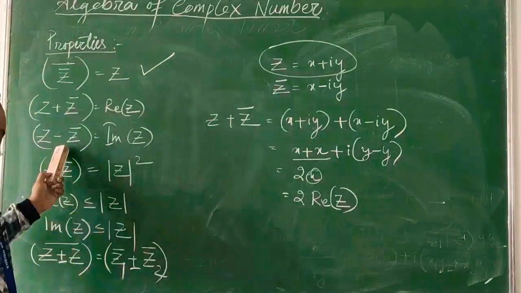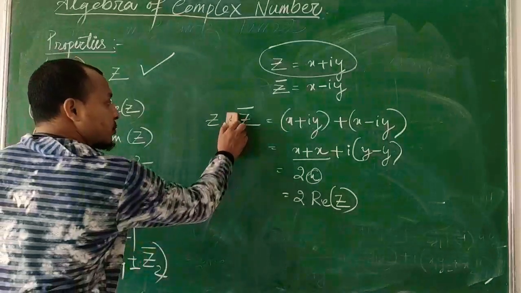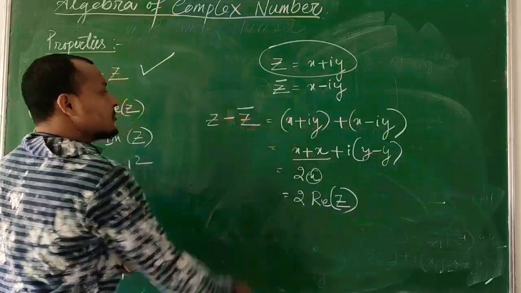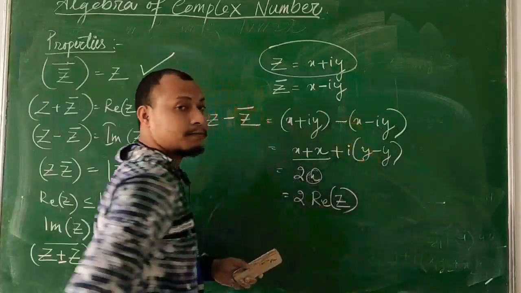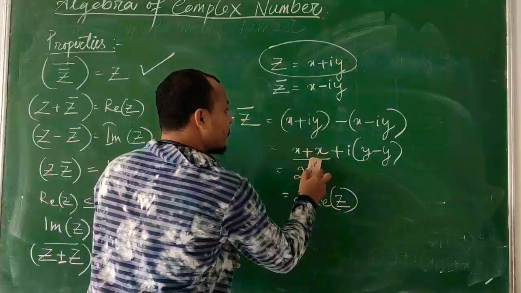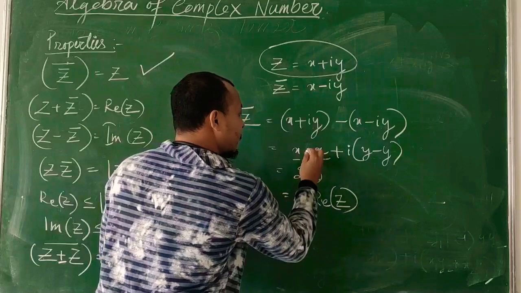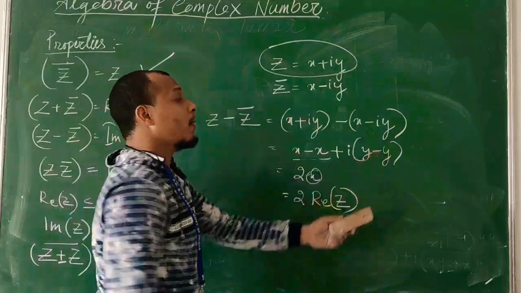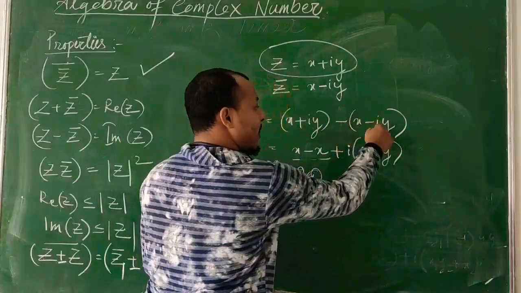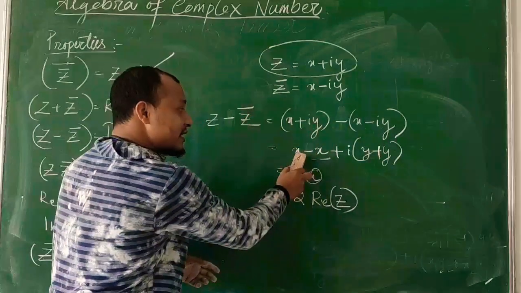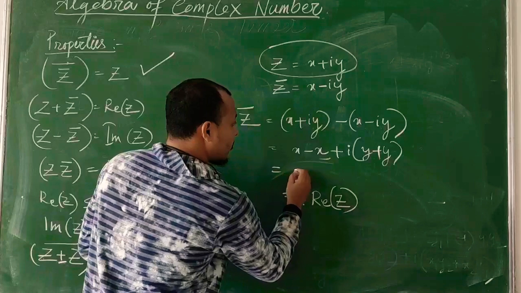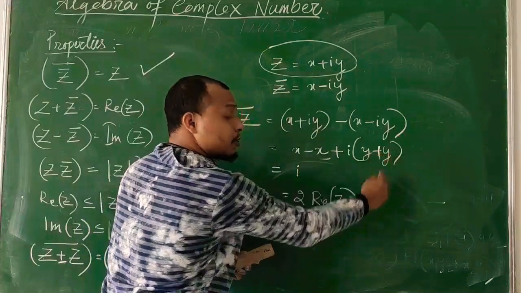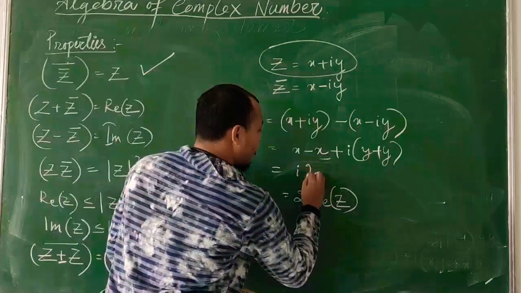Similarly, we can prove this one also, the imaginary part. Instead of this plus, if I do minus, this thing will become minus, and this one will become plus, because minus into minus is plus. Now this x will vanish. So this thing will become i into y plus y is equal to 2 what?